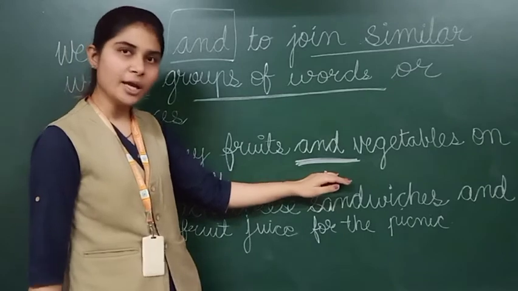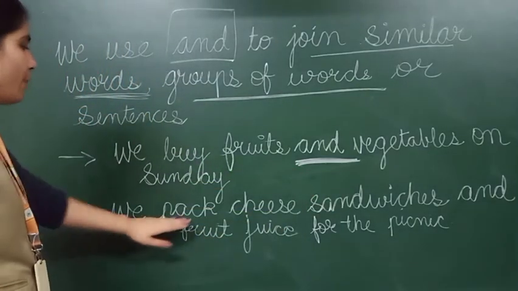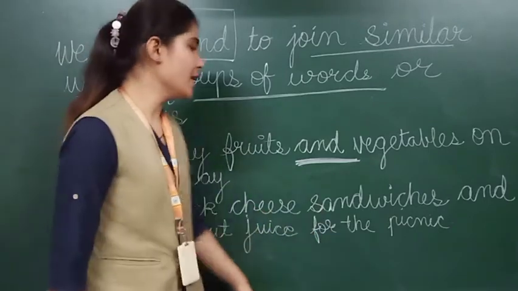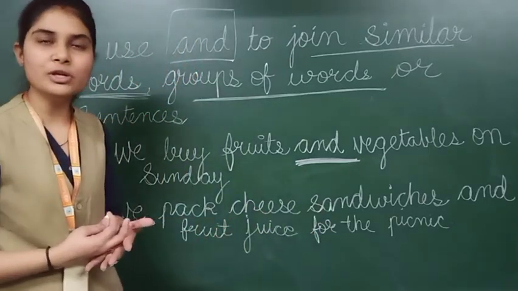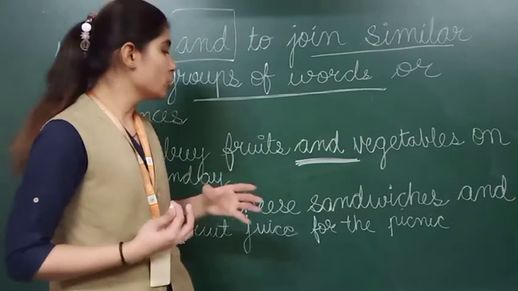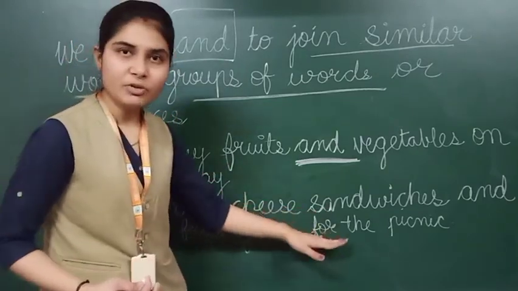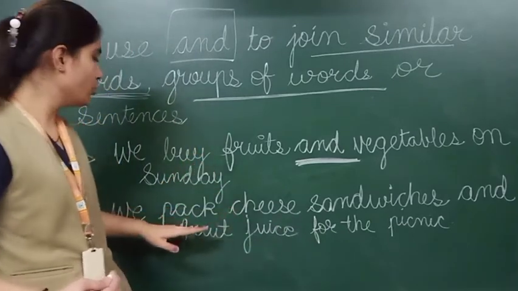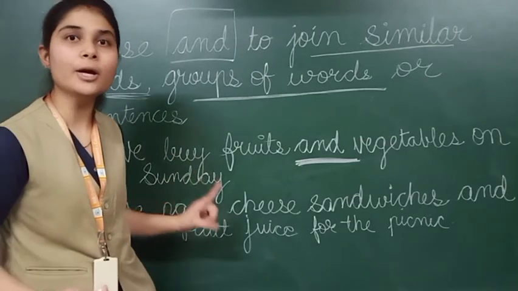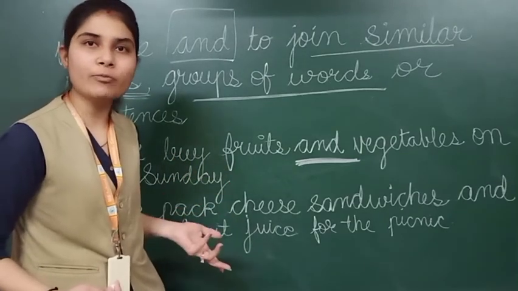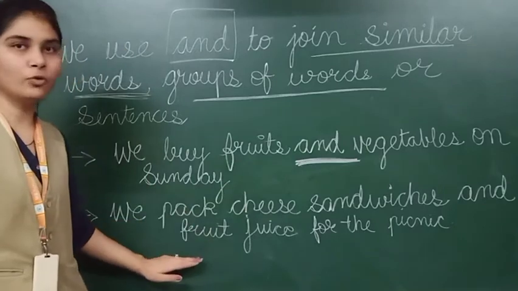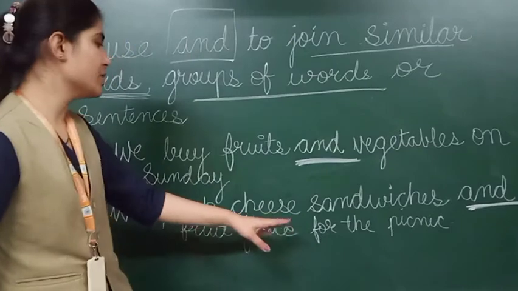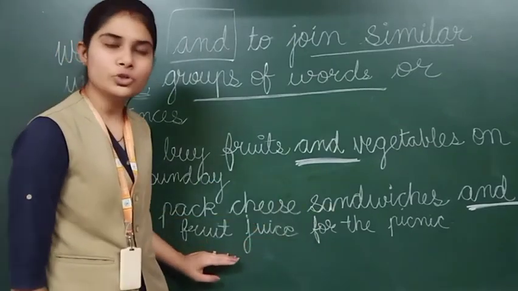And. Next is: we pack cheese sandwiches and fruit juice for the picnic. As we are going for the picnic, I will carry some things. So what have I carried? Cheese sandwiches and juice. Which activity have I done here? Pack. But which things have I packed? Sandwiches and fruit juices. So the word and is used for the two groups of words, that is cheese sandwiches and fruit juice.